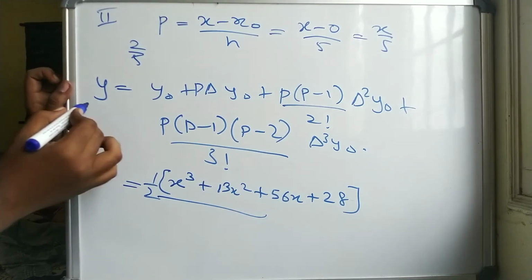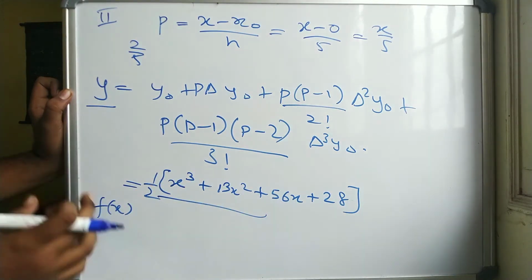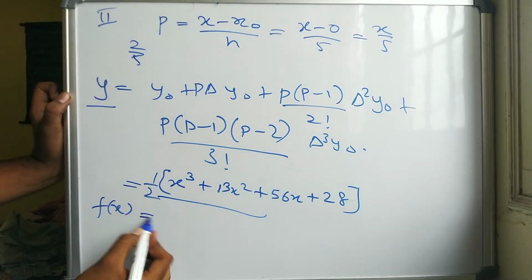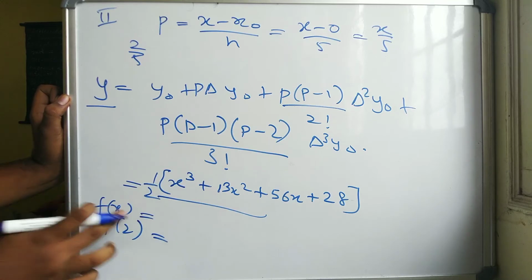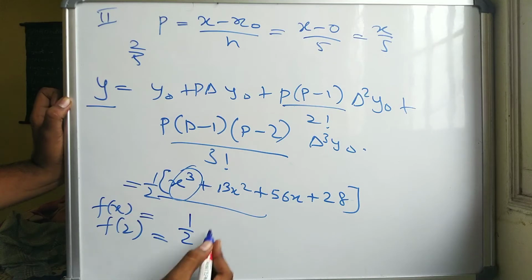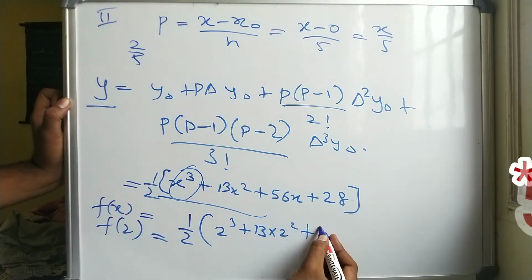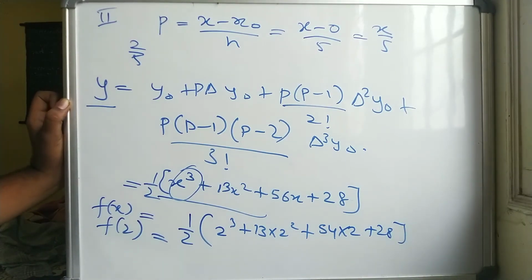In this, y is a function of x, so it is nothing but f of x. In the earlier case it was f of 2, since we substituted the p value as 2 by 5. Now f of 2 is nothing but this thing. f of x is this one, so for f of 2 we just substitute 2 in the place of x. So 1 by 2 into 2 cube plus 13 into 2 square plus 54 into 2 plus 28. We get the same answer, that is nothing but 100. Okay, so you will be getting the same answer.